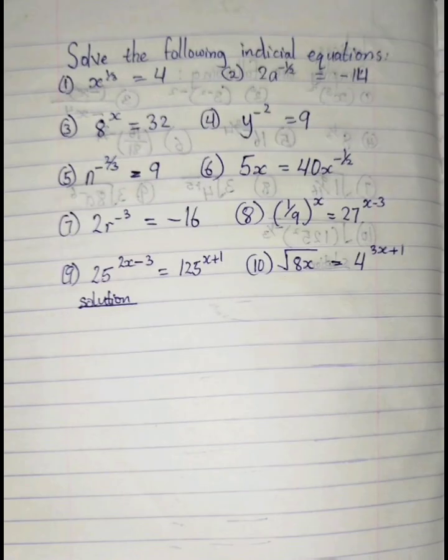In number 4, we have y raised to the power minus 2 equals 9. Now, the base of y raised to the power minus 2 is y, and that is a letter, so we have to cancel out this minus 2.